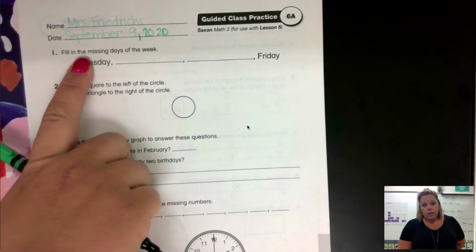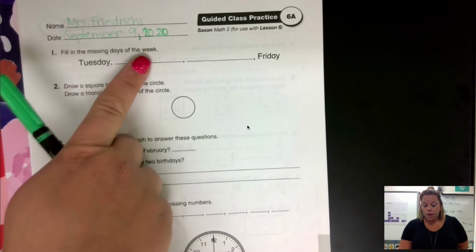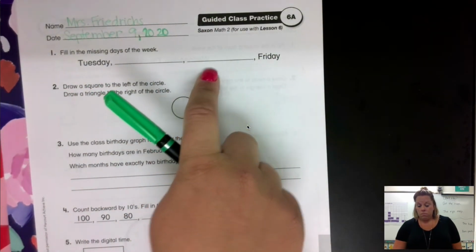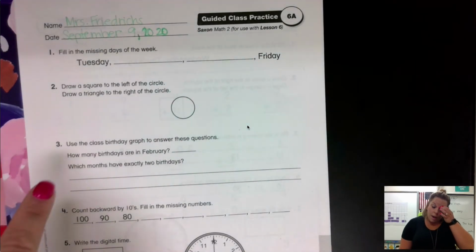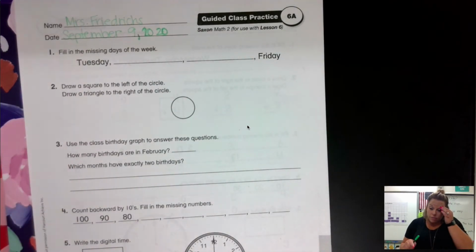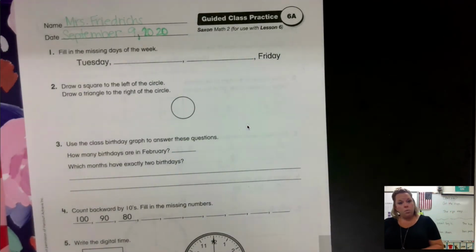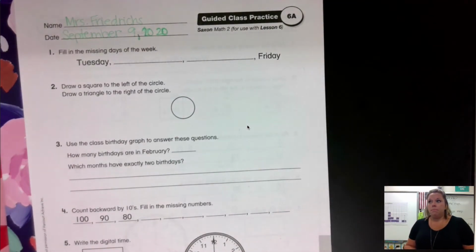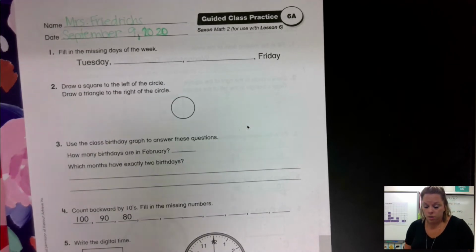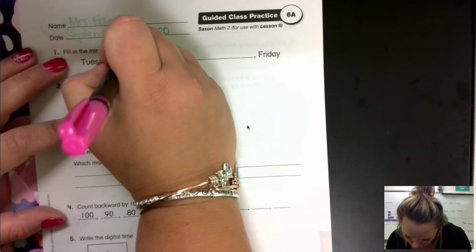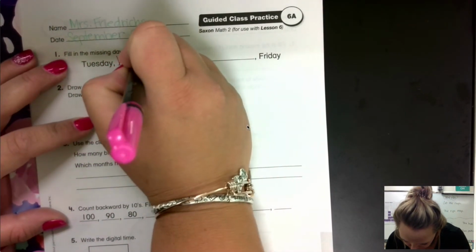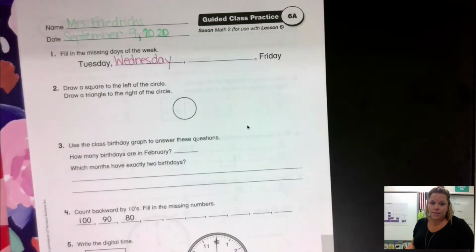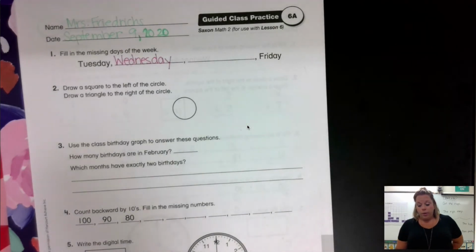First one, fill in the missing days of the week. Tuesday, Friday. Okay, so we need to know what comes after Tuesday. What comes after Tuesday? Sunday, Monday, Tuesday, right, Wednesday. You need to have a capital W for Wednesday. The rest of your letters are lowercase.